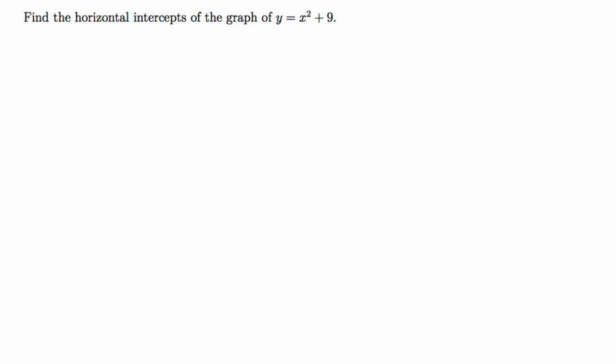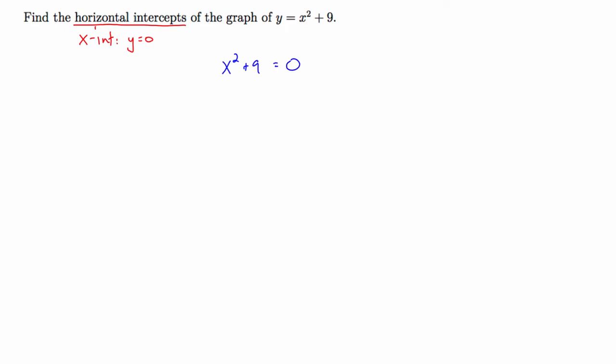In this video, we will introduce the concept of imaginary numbers and complex numbers. We'll begin by trying to find the horizontal intercepts of the graph of the equation y equals x squared plus 9. The horizontal intercepts, again, are the same thing as the x-intercepts, and to find the x-intercepts of a graph, we need to set the y-coordinate equal to 0. So to find the horizontal intercepts, we need to solve the equation x squared plus 9 equals 0.